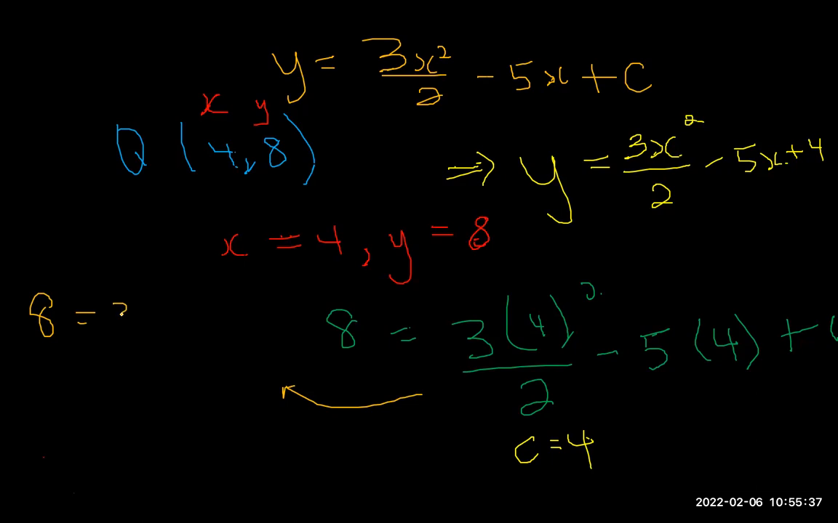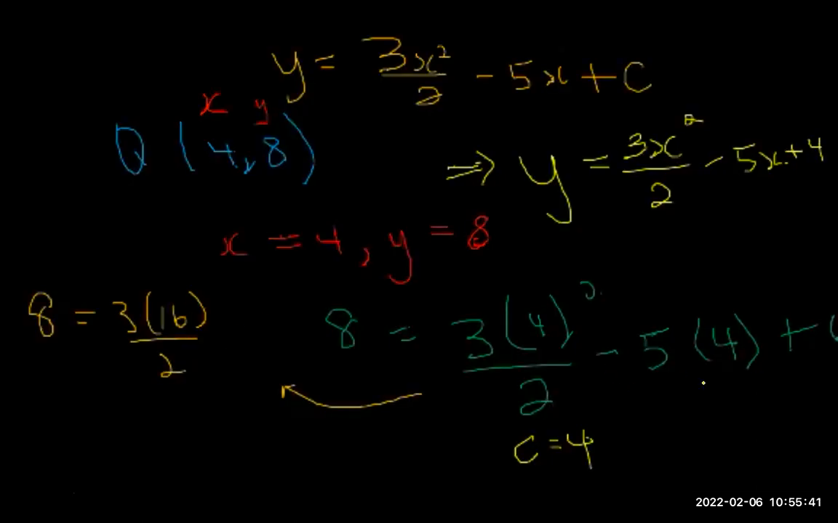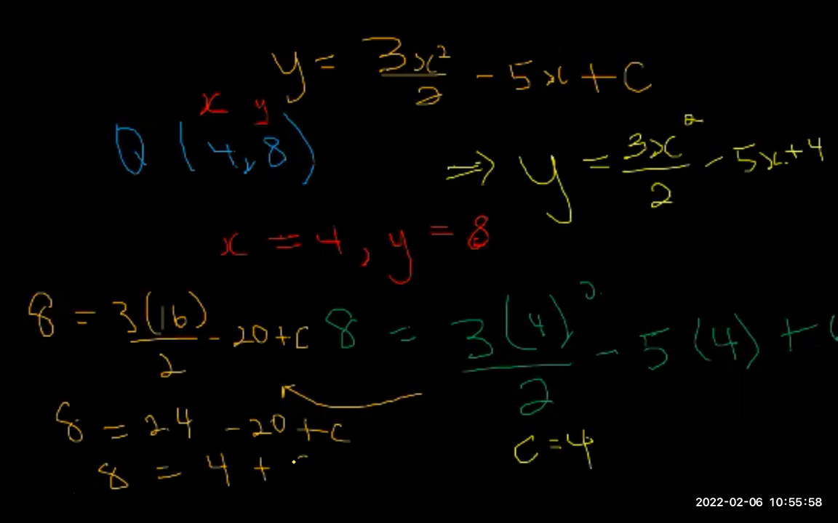8 is equal to 3 times 4 squared, which is 16, on 2, minus 5 times 4, which is minus 20, plus c. 16 times 3 is 48, so that's equal to 48 on 2, which is 24. 24 minus 20 plus c. So this is, let me just write it down. 24 minus 20 is 4 plus c, and therefore c has to be 8 minus 4, which is equal to 4.